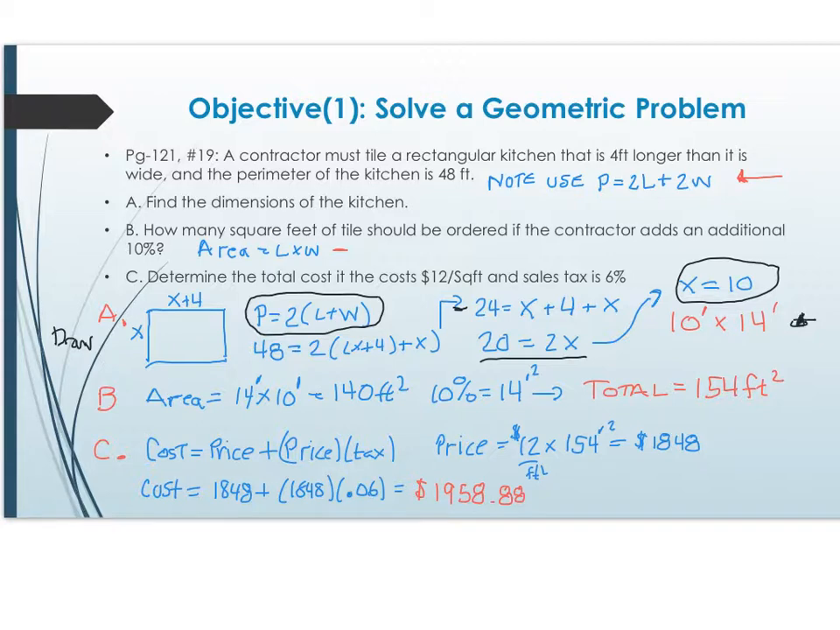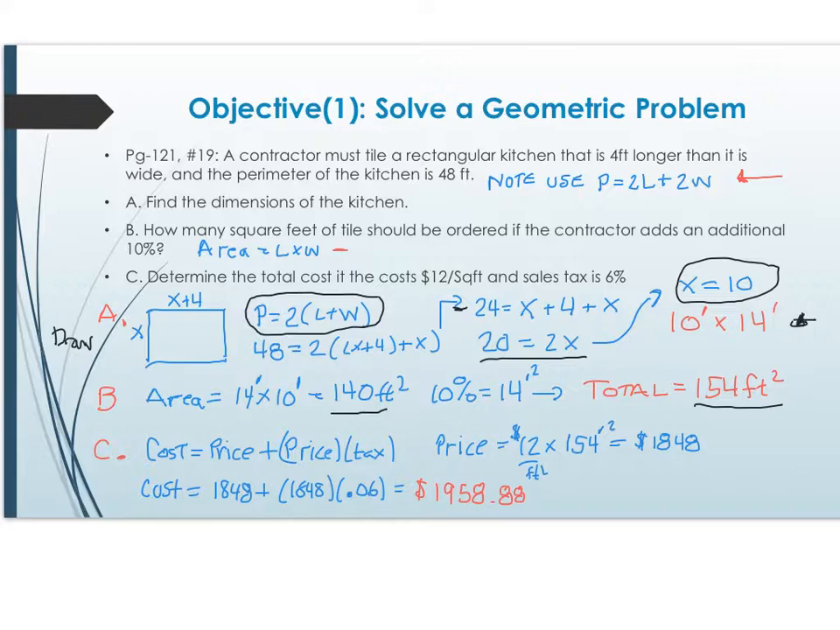So the area in part B is going to be the length times the width, which is 14 feet times 10, and we get 140 square feet. And 10% of that is 14, so we add that to 140, and our total area is 154 feet squared.